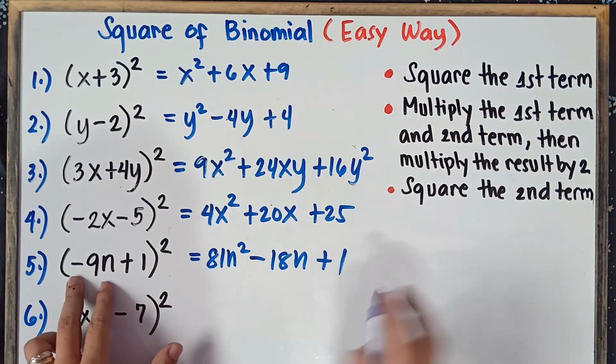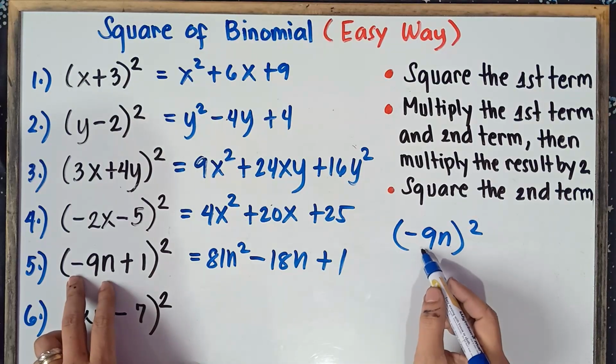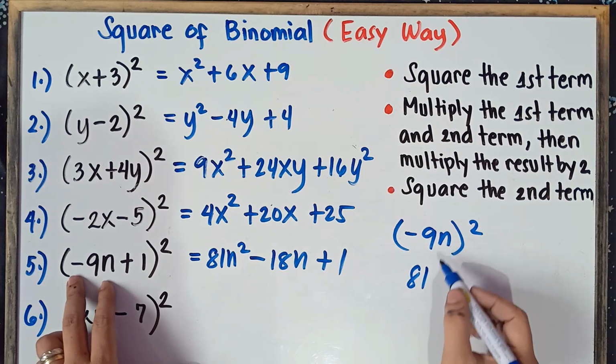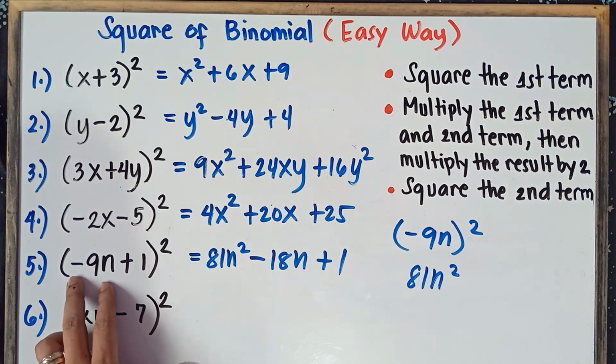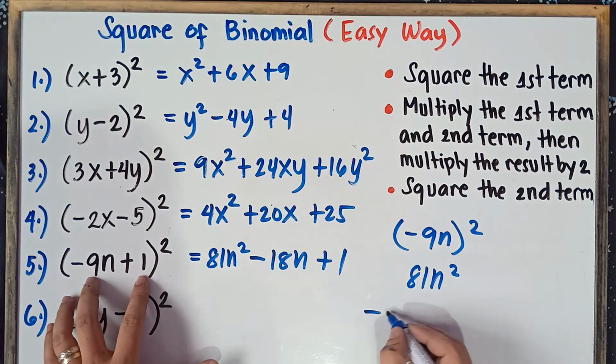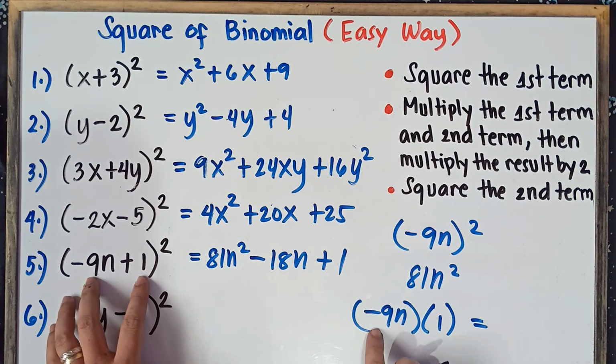So let's explain number 5. Once again, you square the first term. Alright, so negative 9 times negative 9, that would be positive 81. And then n times n, that would be n squared. And then we multiply the first term by the second term. So negative 9n times the second term, which is 1. So negative 9 times 1, that would be negative 9. Simply copy n.